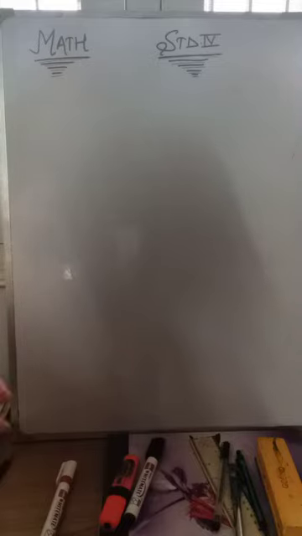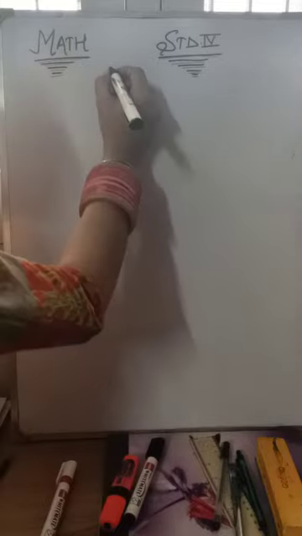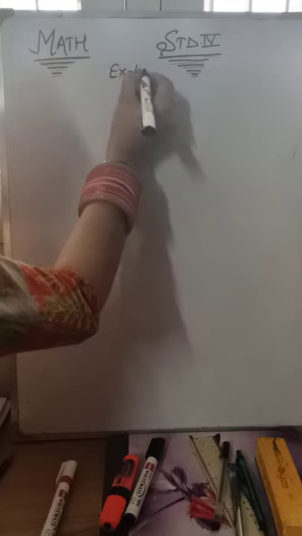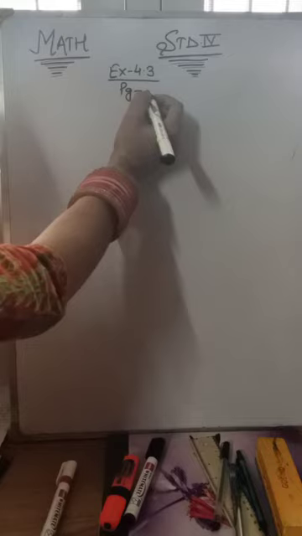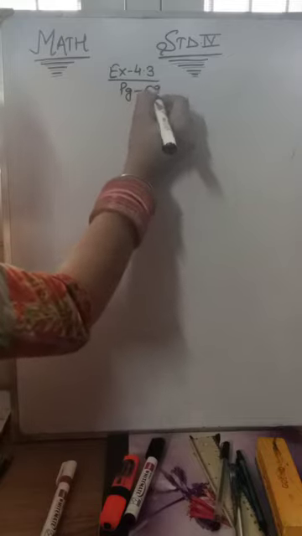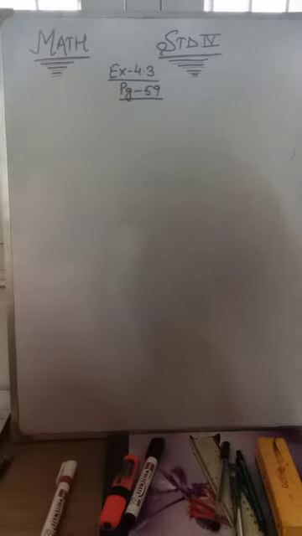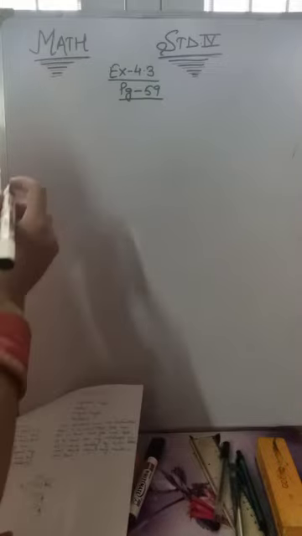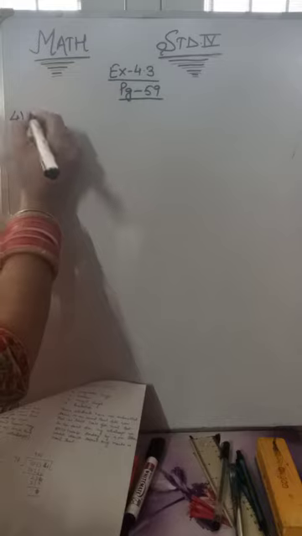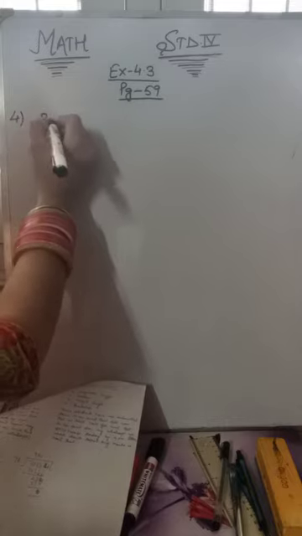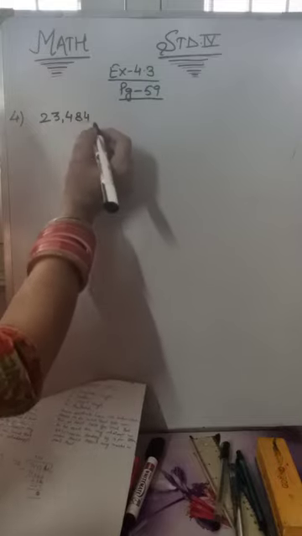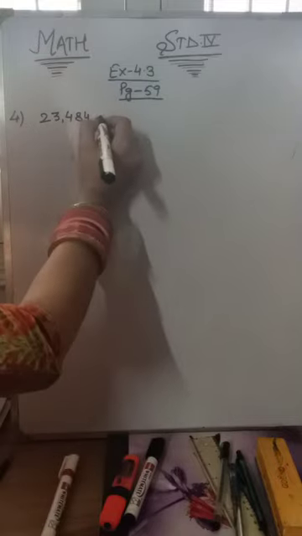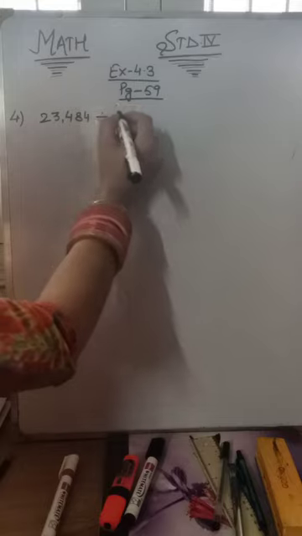Open your notebook. First of all, write exercise 4.3, page number 59. So the fourth sum is 23,484 divided by 57.